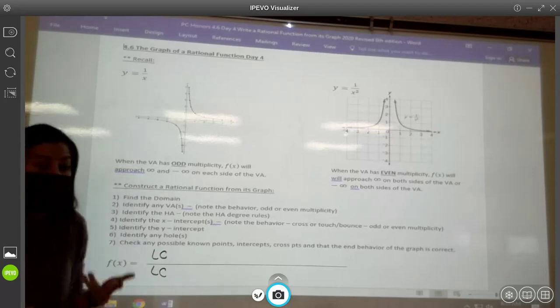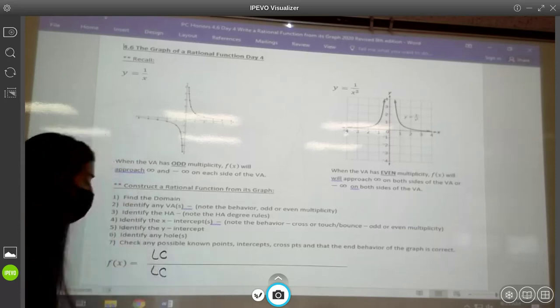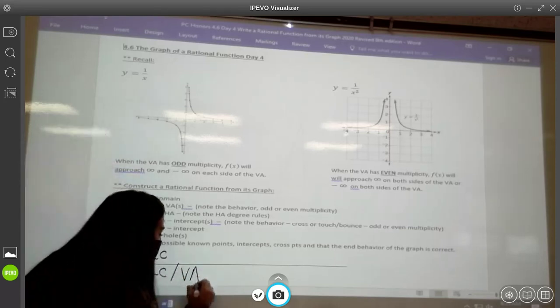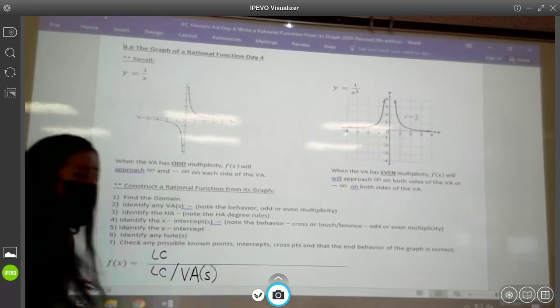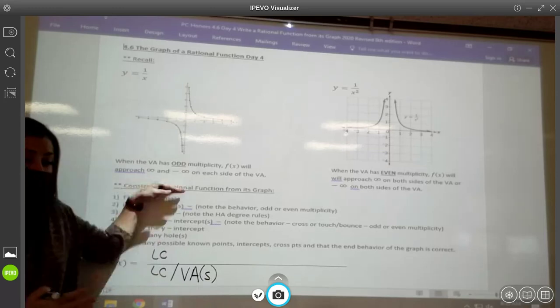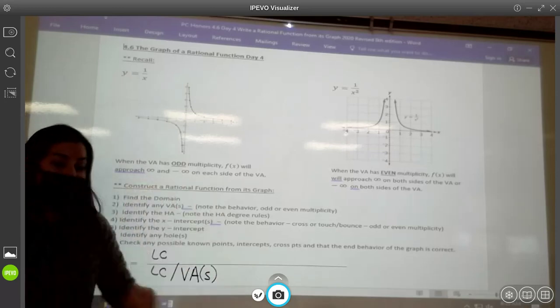The vertical asymptotes are huge. It's one of the first things that we go after. And how do we get a vertical asymptote? We get a vertical asymptote from a factor in the denominator. So you want to make sure that anything that ended up as a vertical asymptote on your graph ends up as a factor in the denominator of the function that you are writing.